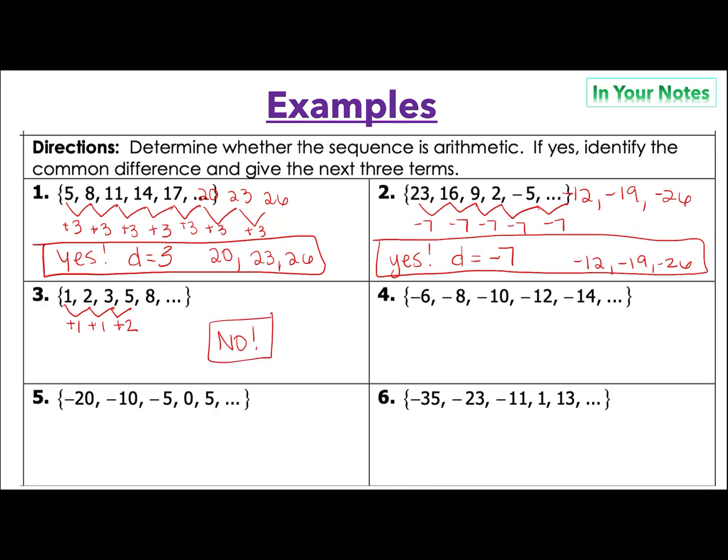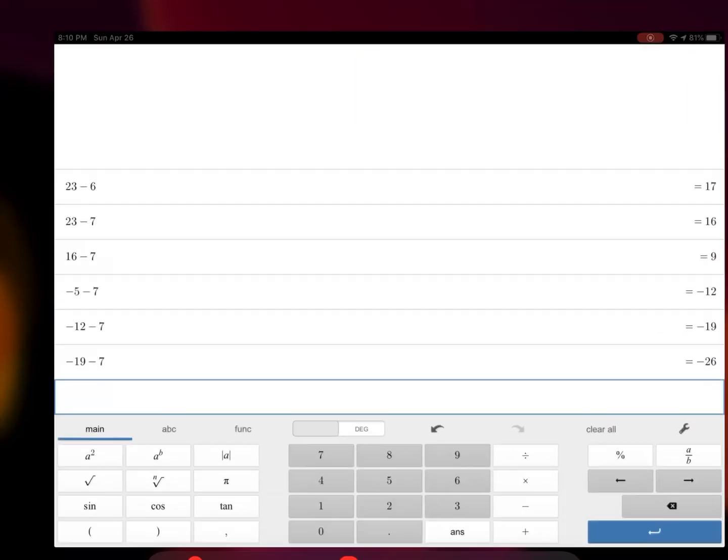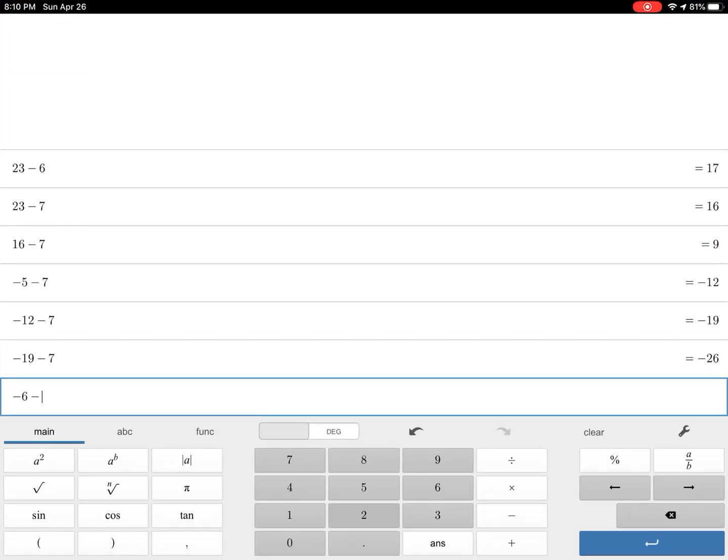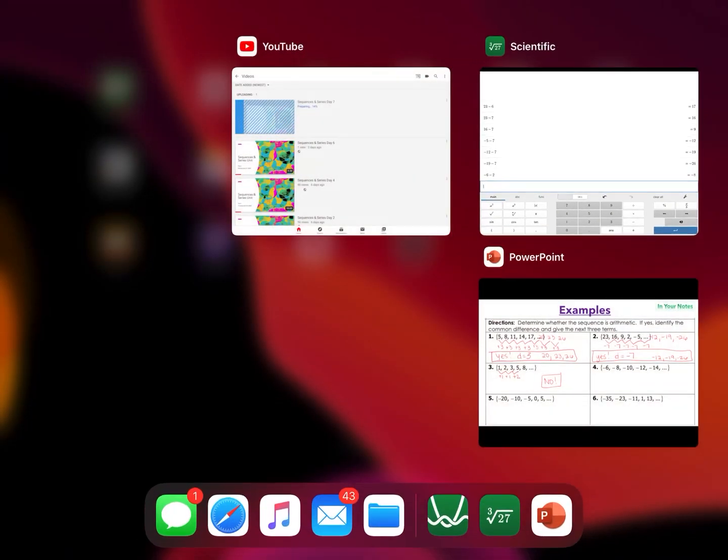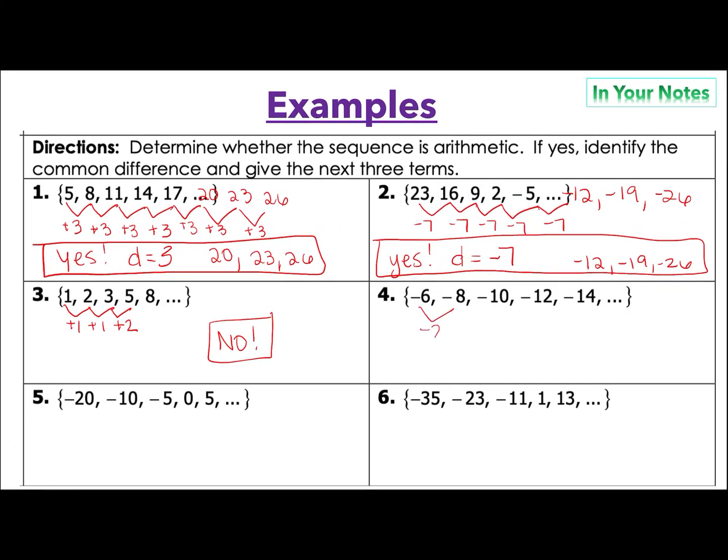All right, starting at -6 and moving on to the next one, to get from -6 to -8, you would need to subtract 2. Let me show you. -6 minus 2 is -8. Now, -8 minus 2 is -10. -10 minus 2 is -12. And -12 minus 2 is -14. So this is arithmetic. Our D value is -2.